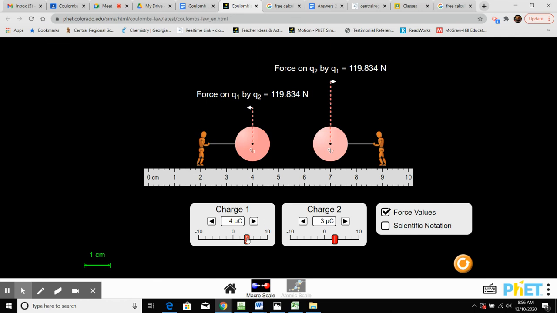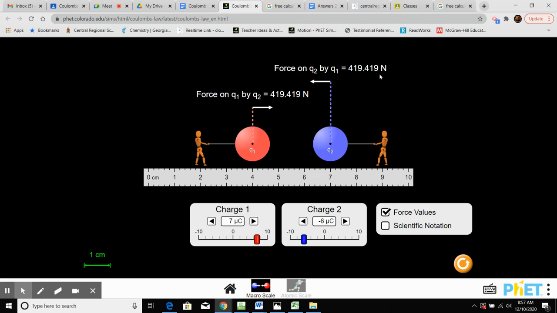If I change it from positive 4 to a negative 5, what do you notice about the force on this charge by this guy, or the force on Q1 by Q2? What are these two values? They're equal. All right, well, what if I change this one also to negative 5 or negative 6? Are they still equal? Yeah. So Newton's third law applies to electrostatic force because both charges are going to exert an equal force on each other.